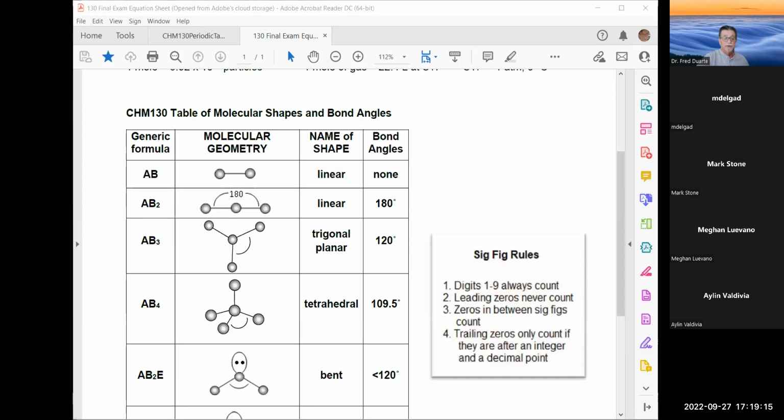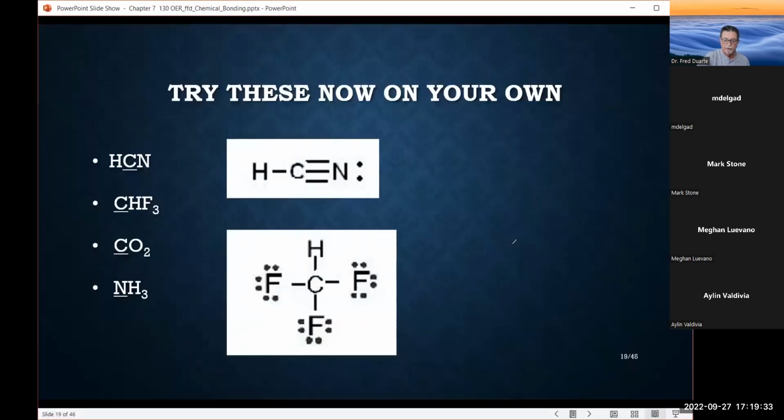Okay, which is right here. And so that's carbon and there's oxygen. Okay, that bond angle is 180 degrees. It's called linear. Okay.